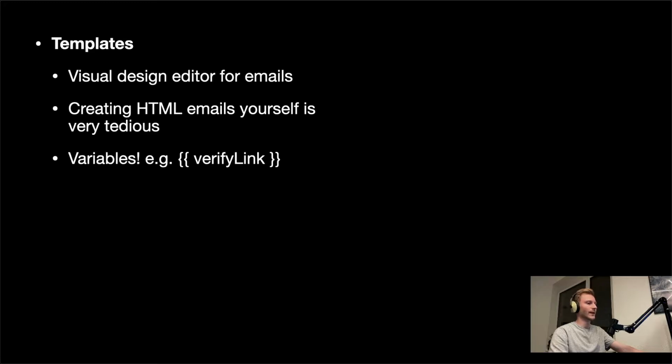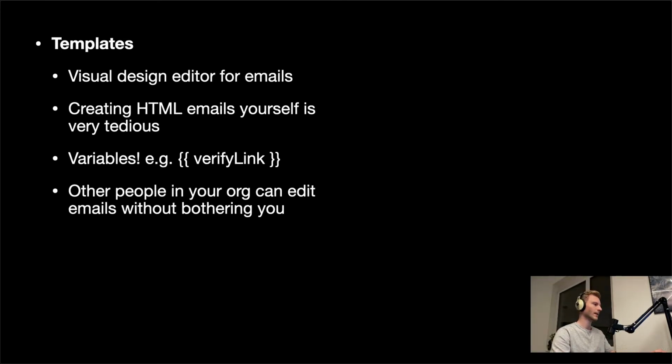So if you've got like an account verification link, you can use these, whatever syntax they have. It's going to be different from service to service, but you've got some syntax for variables within your templates. And then you can substitute these values with values that you're sending via the API request. And last but not least, other people in your organization can edit emails without bothering you.